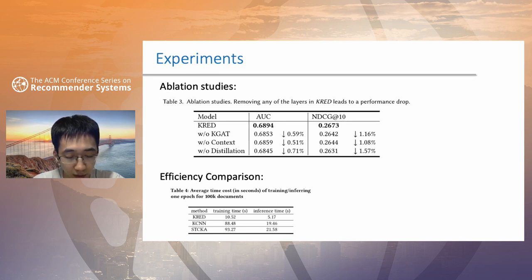And we compare the time cost of the training and the inferring of our KRED model with the STCKA and the KCN module in DKN. Unlike KCN and STCKA, which model the whole text content, KRED takes the aggregated information of entities as the additional input. So it is much faster in both training and inference.